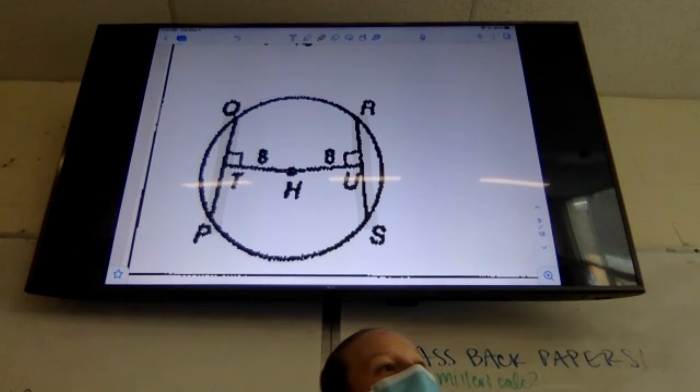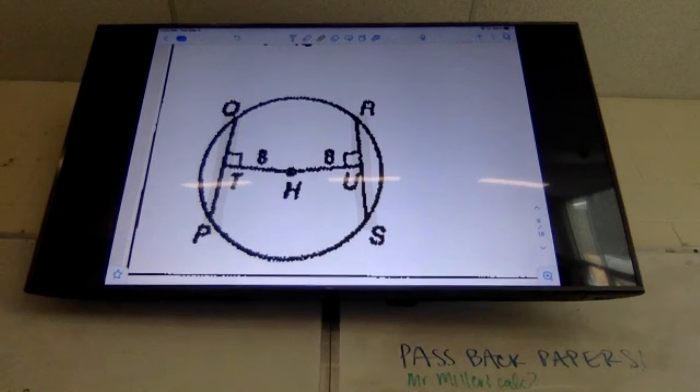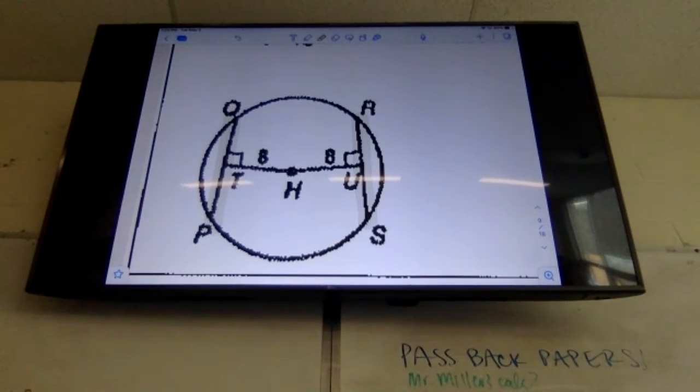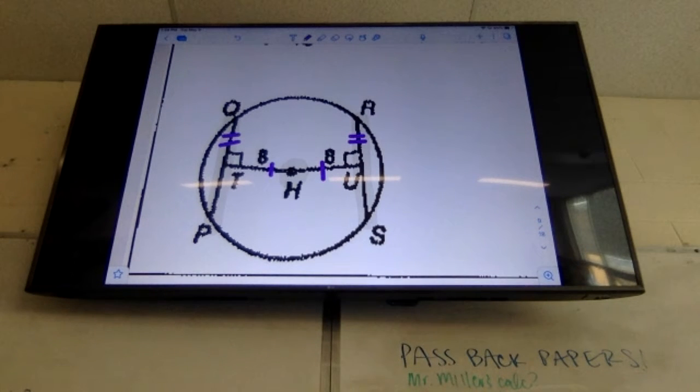Yeah, Wyatt. They're also perpendicular. So I need that perpendicular distance to be equidistant from the center. So that means that if this is 8 and that's 8, these are congruent, which means RS and QP are congruent. Somebody started saying something and I kept talking. Anyone? I was going to ask, is H a midpoint? H is the center of the circle. We don't know if it's a midpoint.